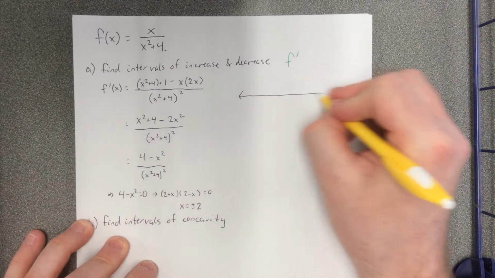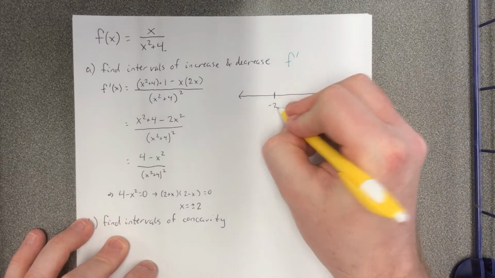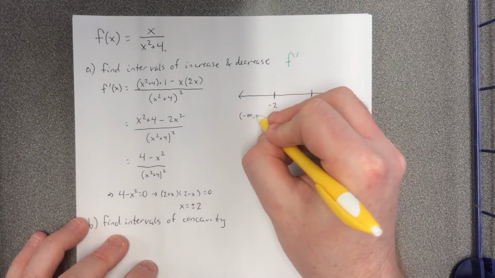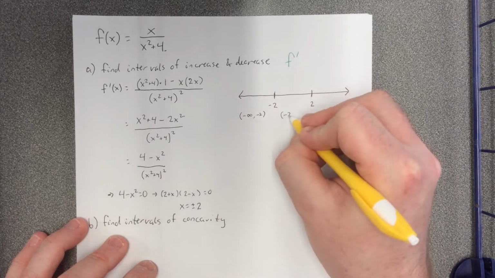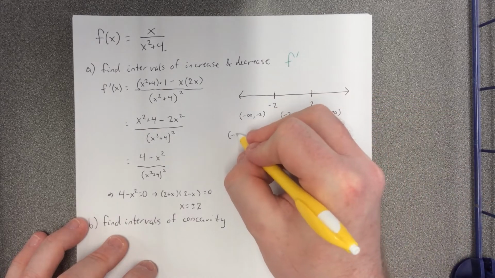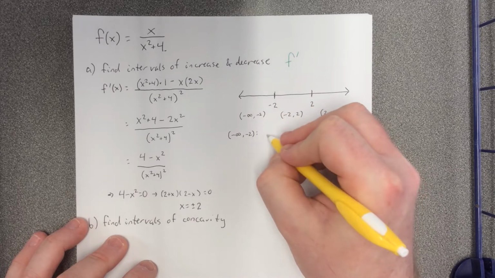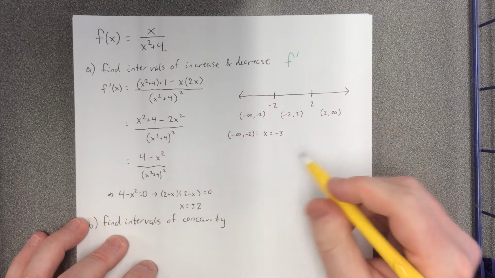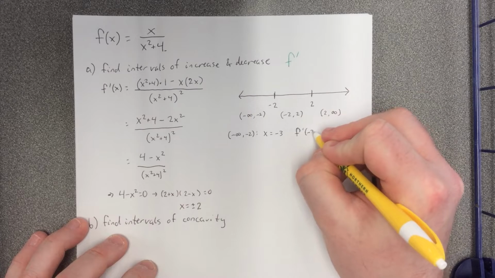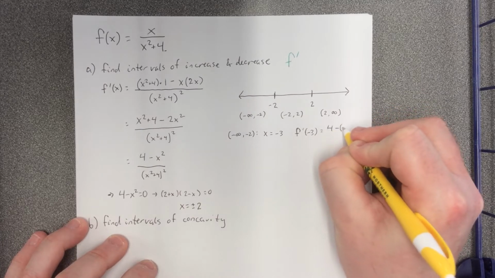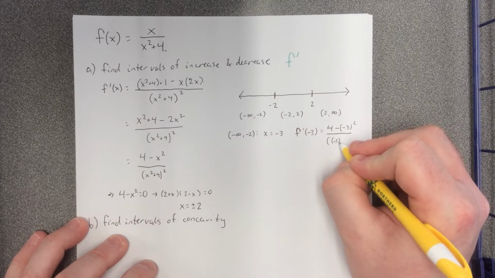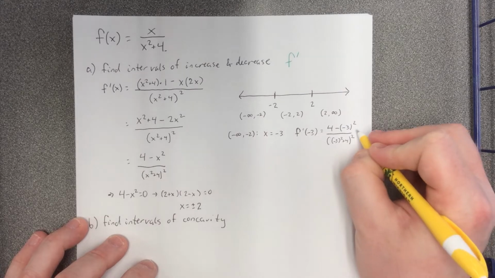So like we did on our other examples, we'll set up a couple of intervals, -2, +2, and that gives us a total of 3 test intervals, -infinity to -2, -2 to +2, and +2 to positive infinity. For -infinity to -2, I'm going to plug in x equals -3. I'm going to plug it into this form of the first derivative. So f prime of -3 is going to be equal to 4 minus -3 quantity squared over -3 squared plus 4 quantity squared.